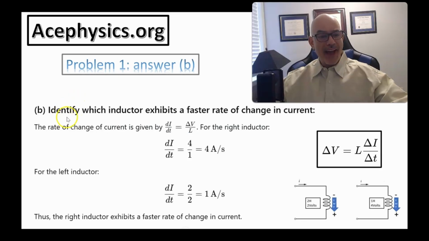Problem 1, part B asks to identify which inductor exhibits a faster rate of change in current. I know the magnitude of the back EMF of an inductor is equal to L di/dt. I can solve for di/dt by dividing both sides of this equation by L. This tells us di/dt is equal to the voltage over L. For the right inductor, the voltage was given to be 4 volts, and it's a 1 henry inductor, so that tells us that the current is changing at a rate of 4 amps per second. Same calculation for the left inductor gives us the current is changing at a rate of 1 amp per second.